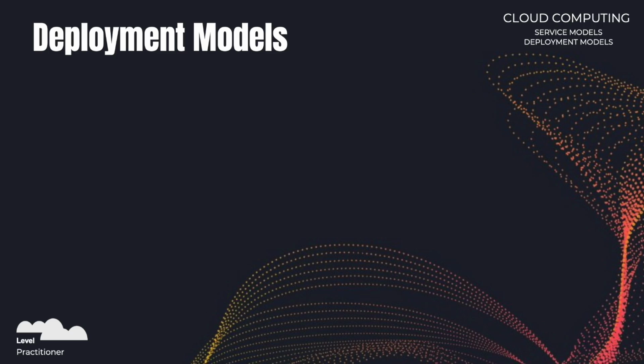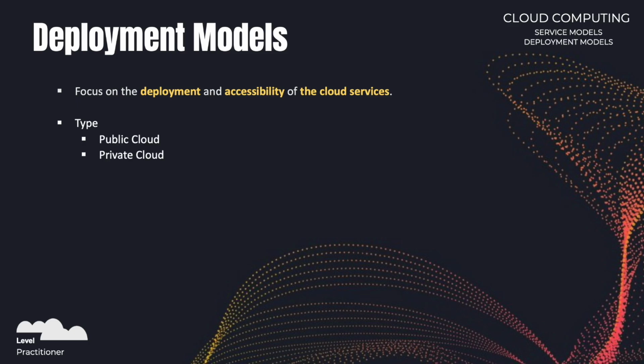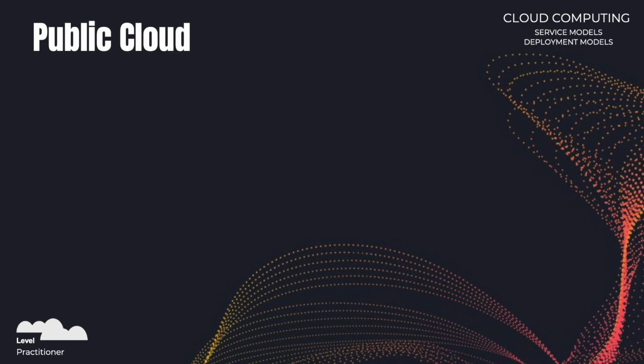The second model is the cloud computing deployment model, which focuses on the deployment and the method of accessibility of the cloud services, and is also divided into three main types: public cloud, private cloud, and hybrid cloud. Public cloud is the deployment method where you use cloud service providers' services over the internet. It is the most common method used for deploying cloud services. All you need to do is register online within a few clicks on the cloud service provider's website and start to use all its provided services.